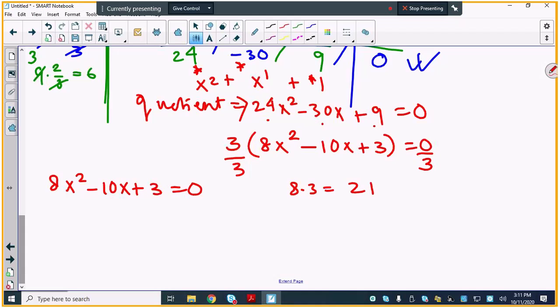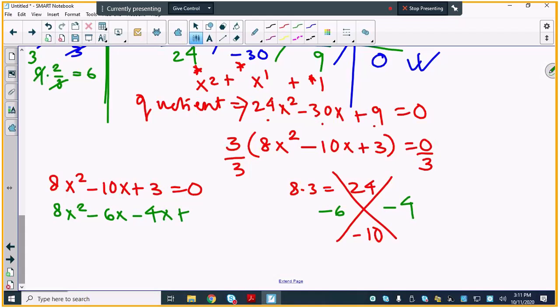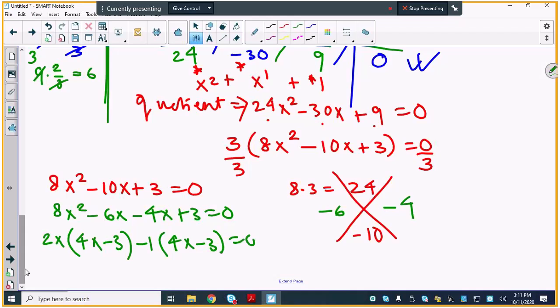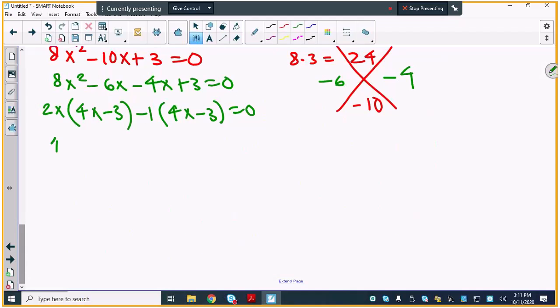So now I need two numbers that multiply to 24 and add up to negative 10. And clearly the numbers are negative 6 and negative 4. And then I factor by grouping. So I write it as 8x squared minus 6x minus 4x plus 3 equal to 0. So factoring out 2x from the first pair of terms, I get 4x minus 3. Then I factor out negative 1 and get 4x minus 3 equal to 0. Factor out the group of terms 4x minus 3 and you get 2x minus 1 equal to 0.